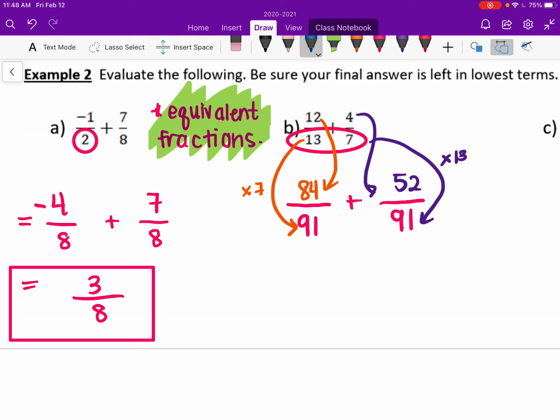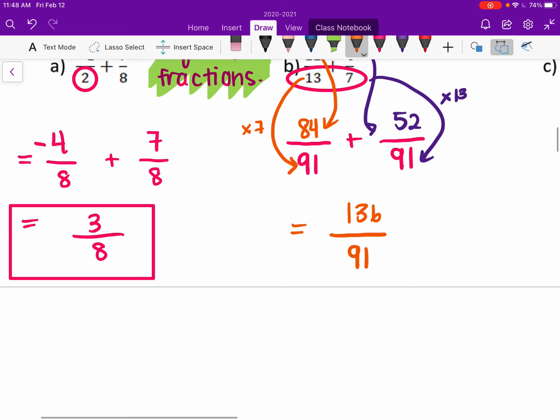Now because they're both the same bottom, I can just add the two tops. You don't need to add the bottoms together. You just leave it the same. You just have to add the tops. So you're going to do 84 plus 54, which is going to give me 138. No, it's 52, my bad. 84 plus 52 is going to give me 136. 136 over 91. Can't reduce this anymore, so I'm just going to leave it as is.